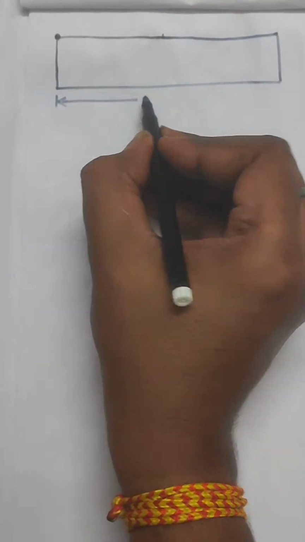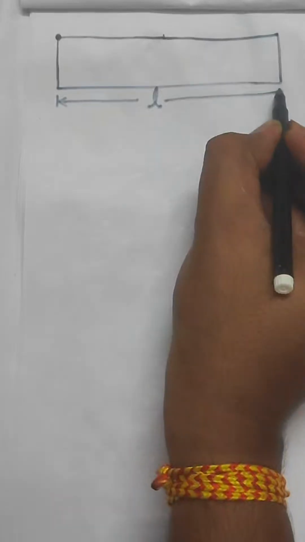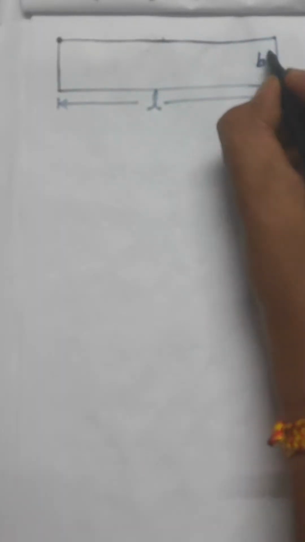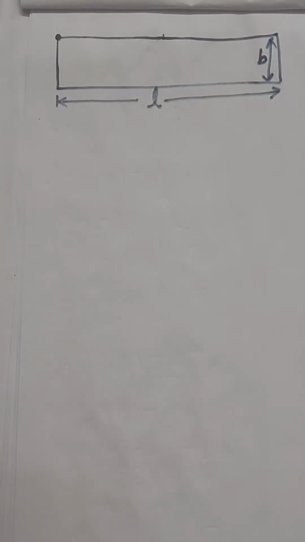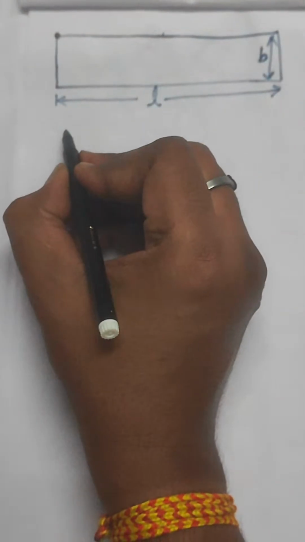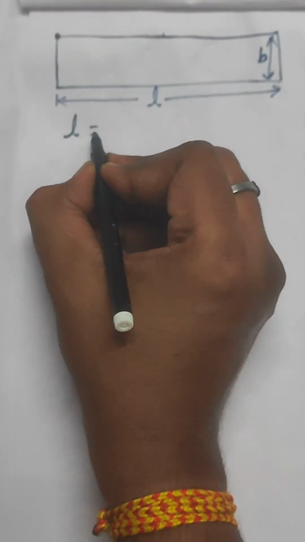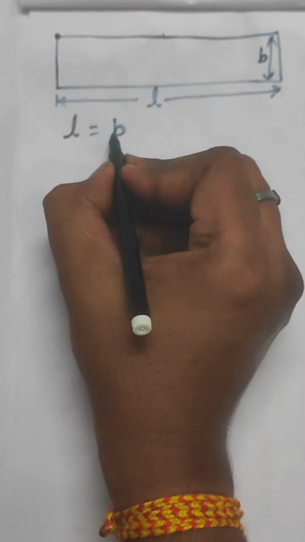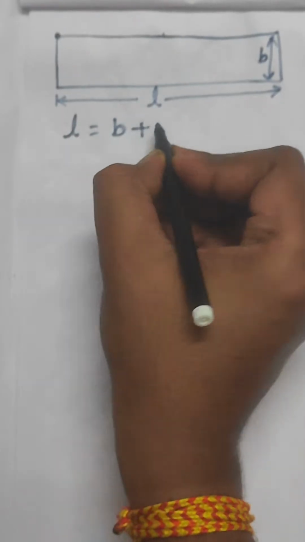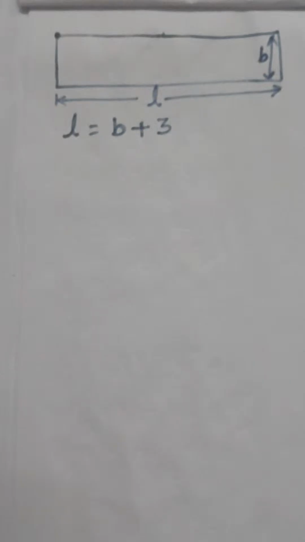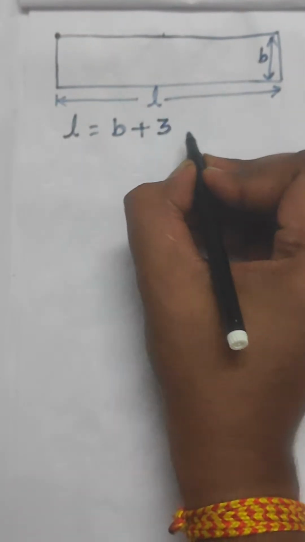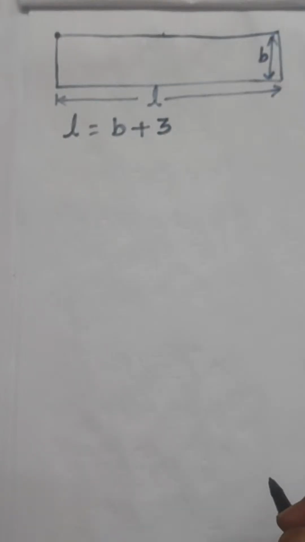Definitely this is the length of the room and this is the breadth of the room. Now in the question, it has been asked that the length of the room exceeds its breadth by 3 meters. So L is equal to not only B, but it exceeds the breadth by 3 meters. So L is given as B plus 3. This is the first relation.